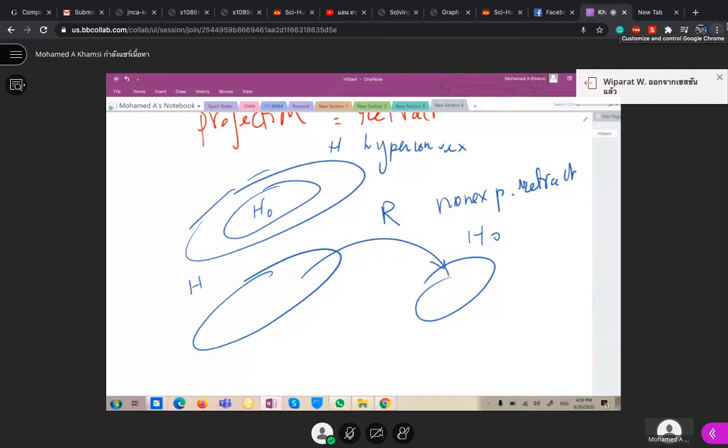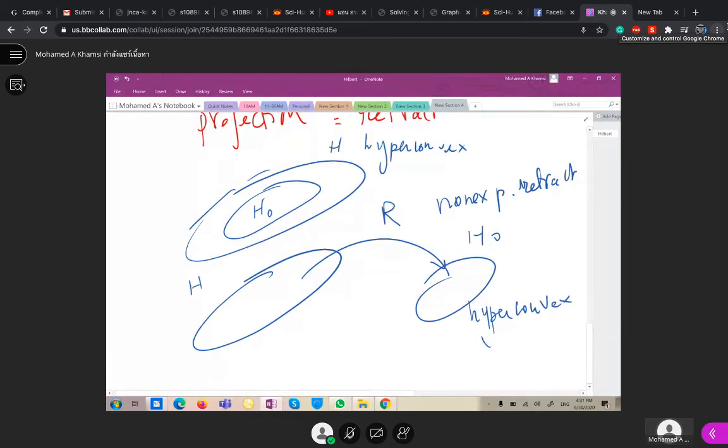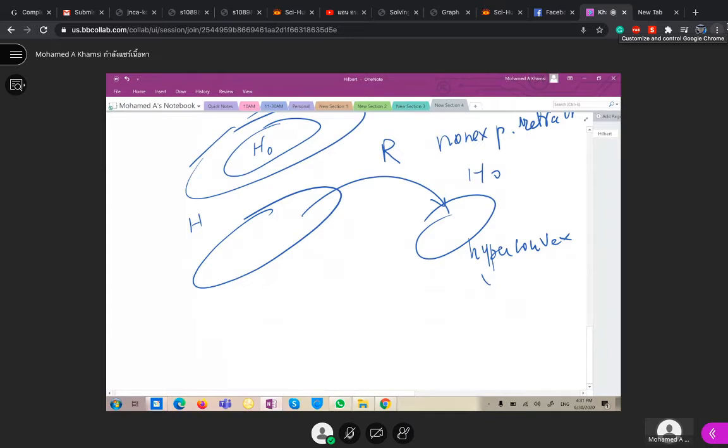So, if that's the case, if you have this, then this one is also hyperconvex. Okay? It's also hyperconvex. So how can we see this? It's very, very simple, by the way. Let's say you have a collection of balls.